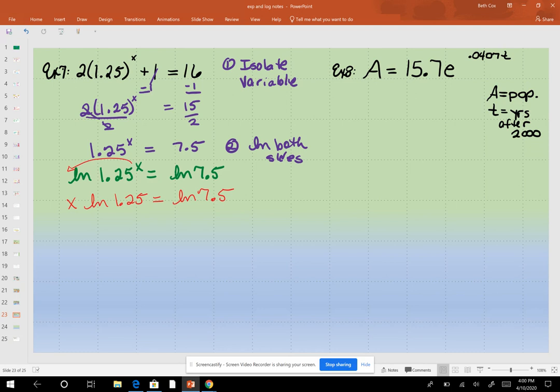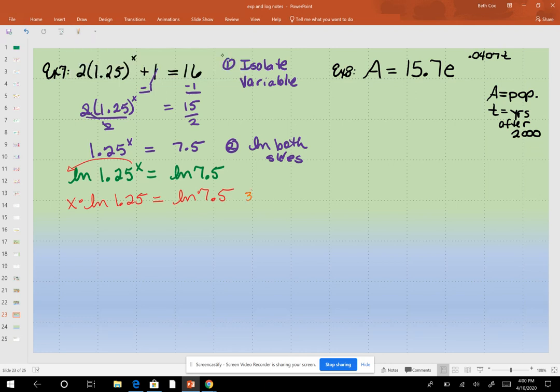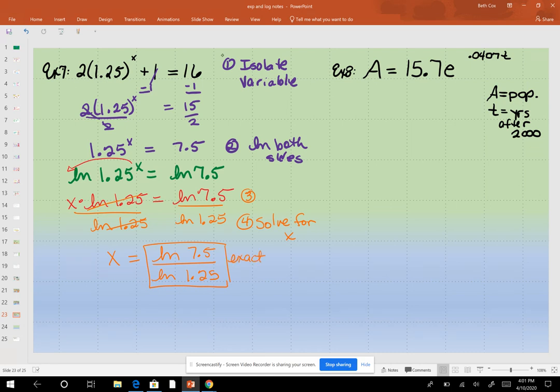We'll divide both sides by the natural log of 1.25. Again, I'm just solving for x now. I guess that was step 3, and then now step 4 is to solve. And I'm going to divide both sides by the natural log of 1.25. And so technically this would be my exact answer. I do not want to change this to fractions. I hope that it's acceptable on the homework. I have a feeling it is, but we'll see.